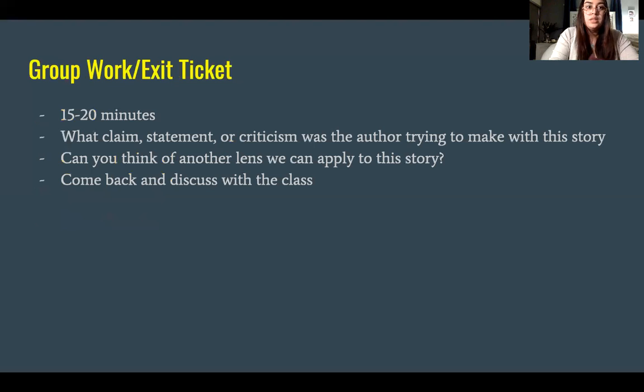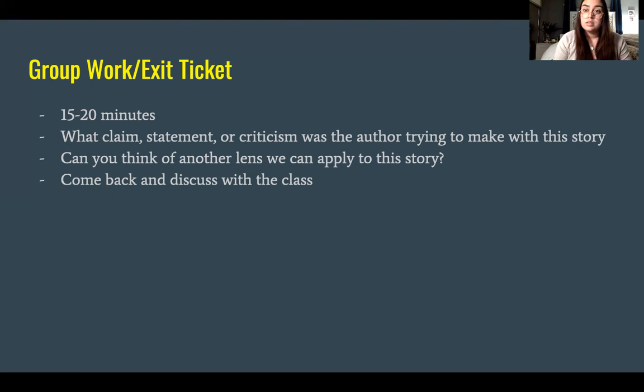So let's get into it. For your exit ticket, we want to do group work first, right? 15-20 minutes. Kind of just want you guys to come together and talk about what claim, statement, or criticism the author was trying to make with the story. Kind of giving you my spiel. I want to know what you think. You've had your time to do the quick write in the beginning. Get some feelings out. I want you guys to come together, talk about it.